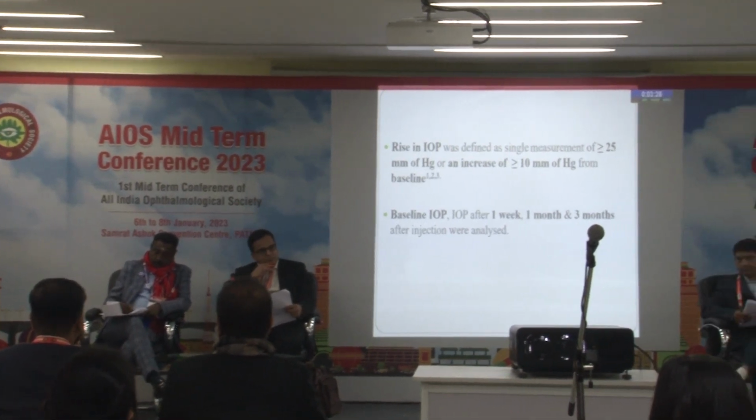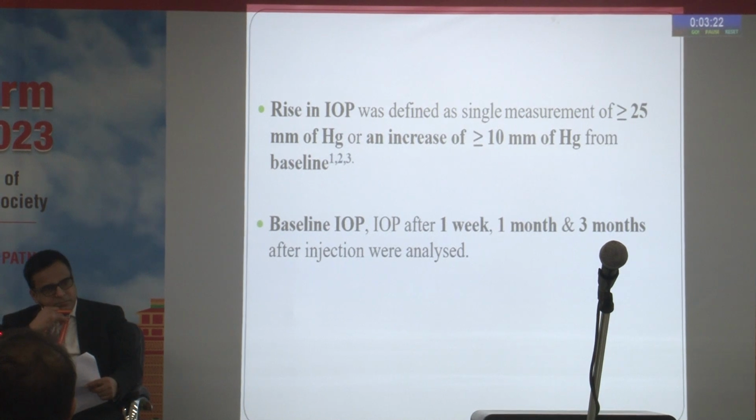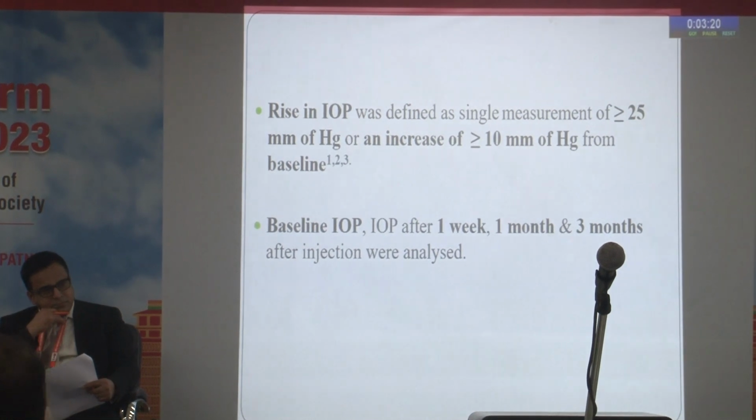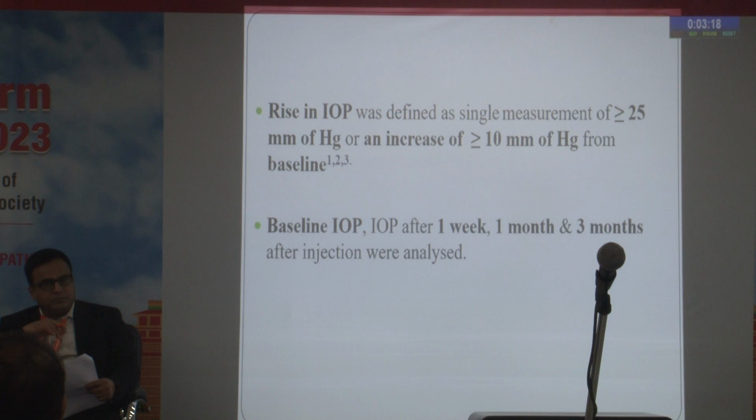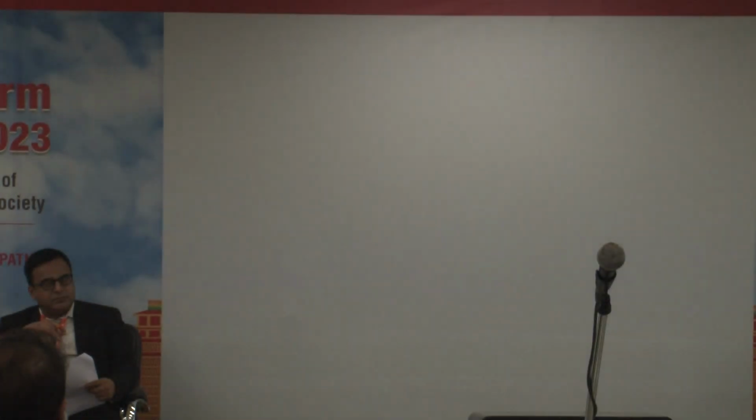Rise in IOP was defined as a single measurement of more than 25 mm of mercury or an increase of more than 10 mm of mercury from the baseline. The baseline IOP and the IOP at 1 week, 1 month and 3 months after injection were analyzed. 30 eyes of 30 patients were included in our study, of which 28 eyes received a single dose of intravitreal Ozurdex and 2 eyes received 2 doses of intravitreal Ozurdex.